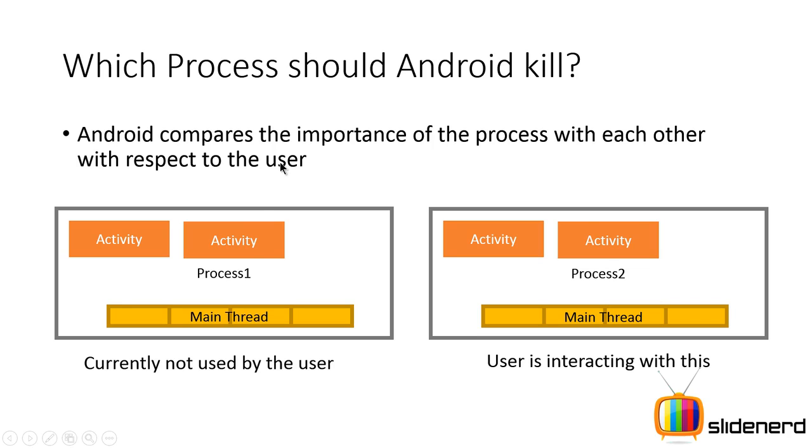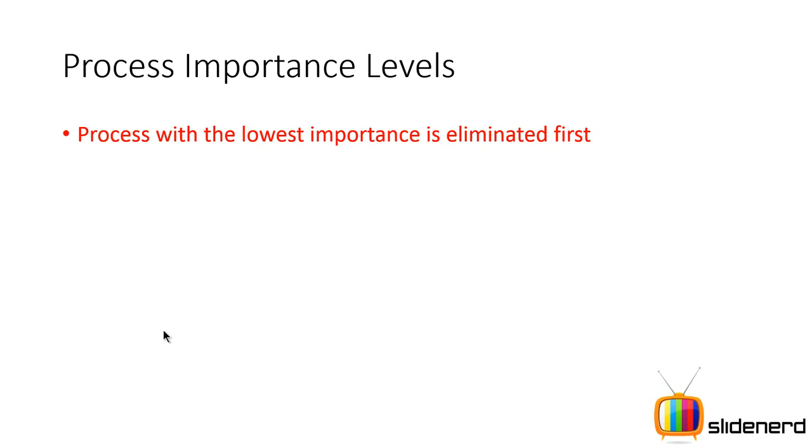Hence, on low memory, process 1 will be the first one to be terminated. Now of course it's not that simple. So let's take a deeper look at the process termination algorithm in Android, and try to figure out how Android judges who should be terminated. So let's talk about the different process importance levels in Android.